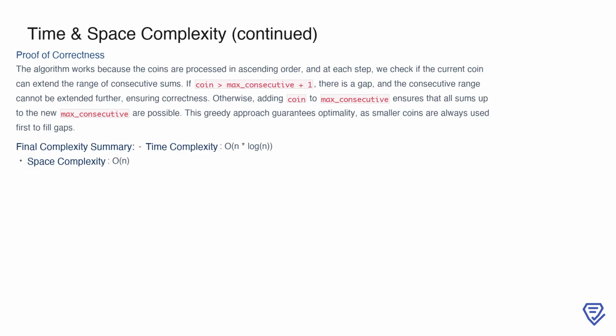In summary, the final complexities of the algorithm are as follows. The time complexity is n log n, dominated by the sorting step, and the space complexity is n, determined by the auxiliary space required for sorting.